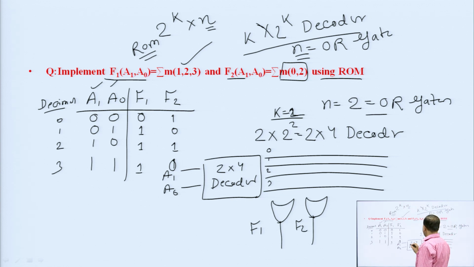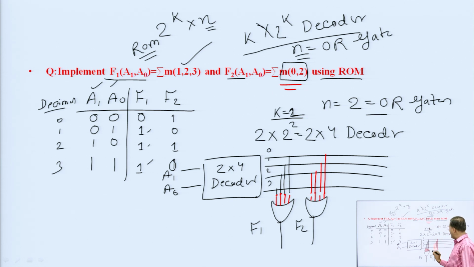Let us check. F1 is for 1, 2 and 3, so we have connections only for 1, 2 and 3. For 0 there is no connection for F1. For F2, we have connections for 0 and 2. The rest will have no connection.